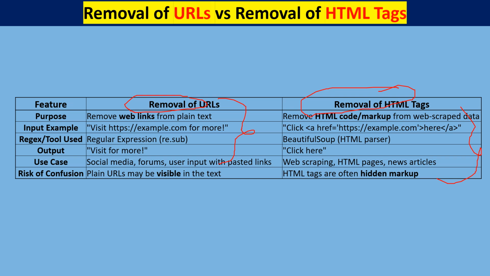While both steps remove text, URLs are actual links like HTTP, whereas HTML tags are part of the web code. We need to remove both for different reasons. One is for cleaning user posts, the other for scraping from websites.